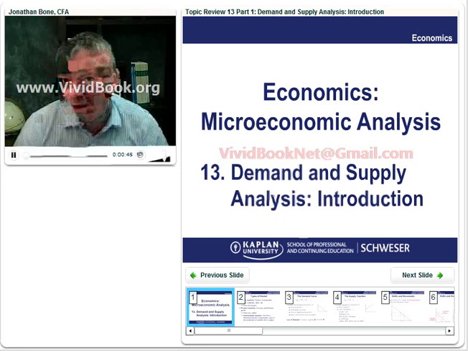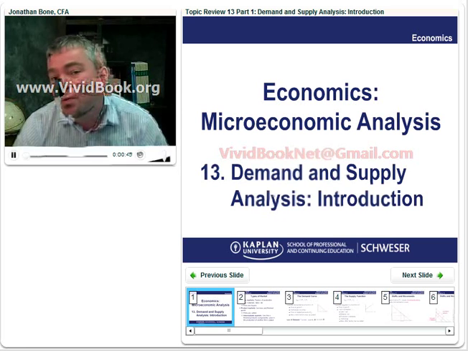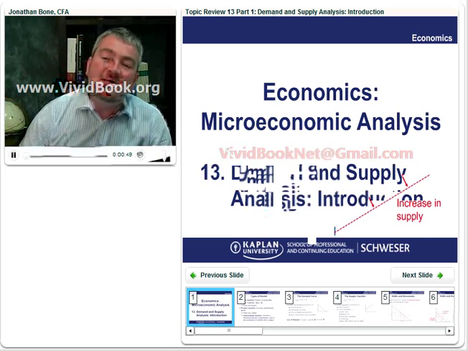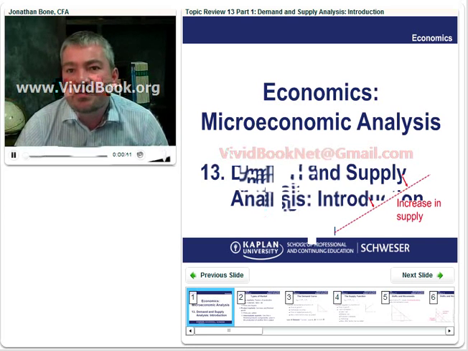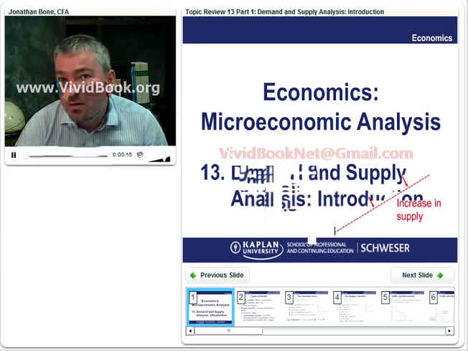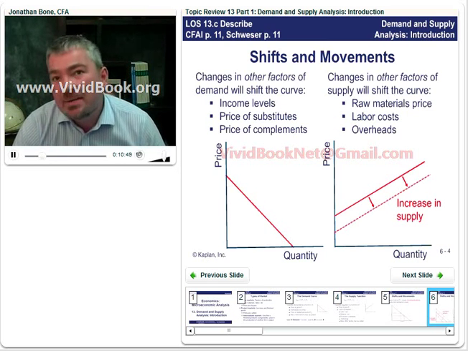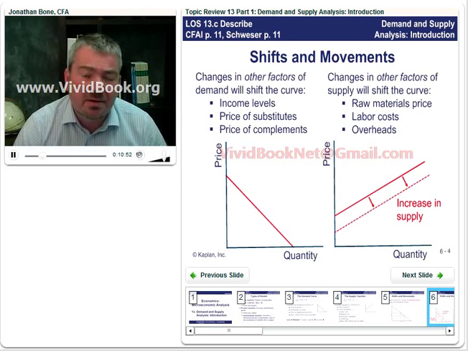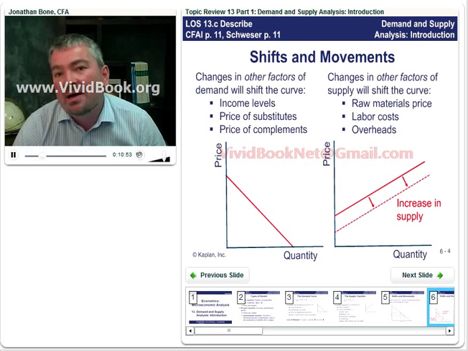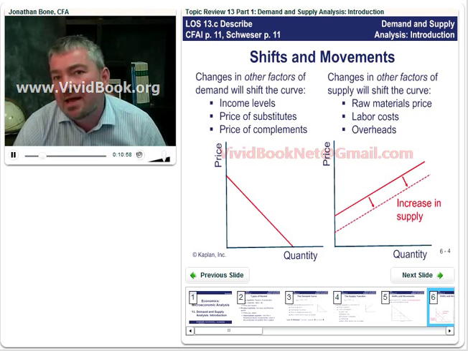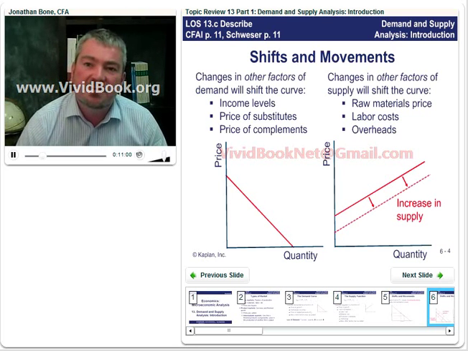Changes in any of the other factors, of course, will shift the supply curve as well. So notice an increase in supply shifts the supply curve out. Notice now that the firm is willing to supply more at any given price. Now, what will cause this to happen? Typically reductions in the price of, or the cost of, producing the goods and services. So if raw materials fall, if labour costs fall, if overheads fall.